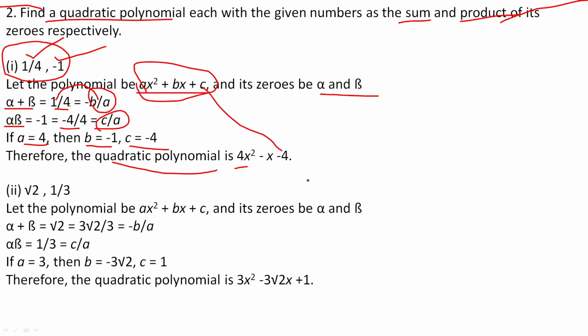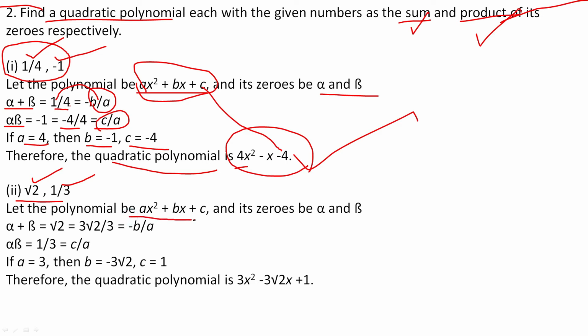Applying this value, you will get a quadratic equation. So in this sum, what we learn is that the sum and product of the zeros are given, and now we can make the quadratic polynomial. Second sum, the same way: the sum of the values is given, the product of the values is given. The sum of the values is root 2, and the product is 1 by 3.